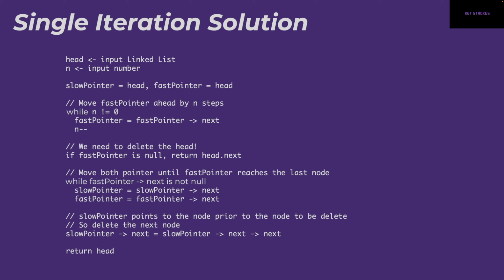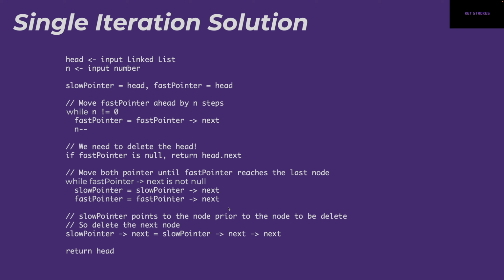Otherwise, we start moving both pointers, slow pointer and fast pointer, until the fast pointer reaches the last node. And we do that by writing this loop where we keep moving until slow pointer's next is not null. And that's how we know that we have reached the last node. And inside the loop, we just keep updating our slow pointer and fast pointer by moving it node by node.